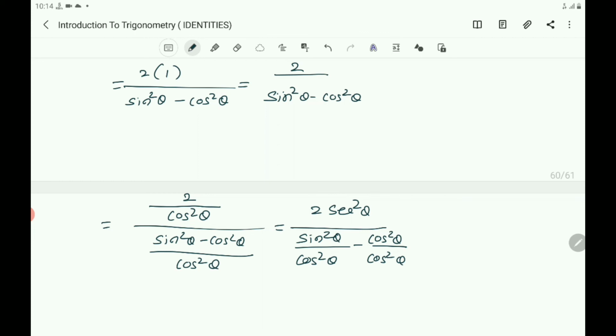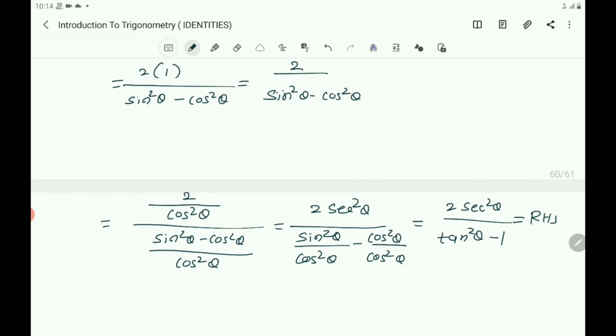Divide sin square theta by cos square theta, then you will get 2 secant square theta by, sin square theta by cos square theta is tan square theta, minus 1. So you got 2 secant square theta by tan square theta minus 1. What is there in the RHS? This is RHS: 2 secant square theta by tan square theta minus 1 is RHS.